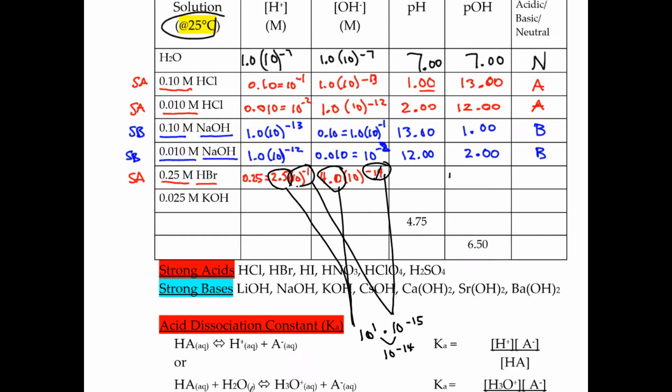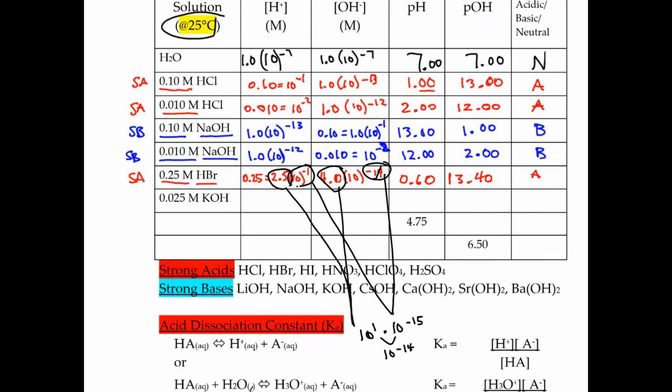So we got to do the pH, which is the negative log of the H+, and that's going to come out to be 0.60, again with 2 sig figs. Subtract that from 14, and you're going to get 13.40, and this is an acid. Okay, we'll look at the next line.